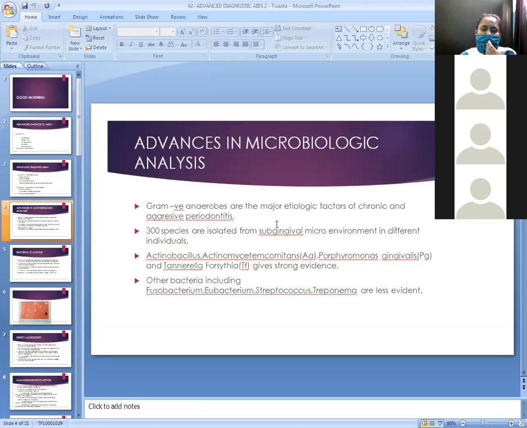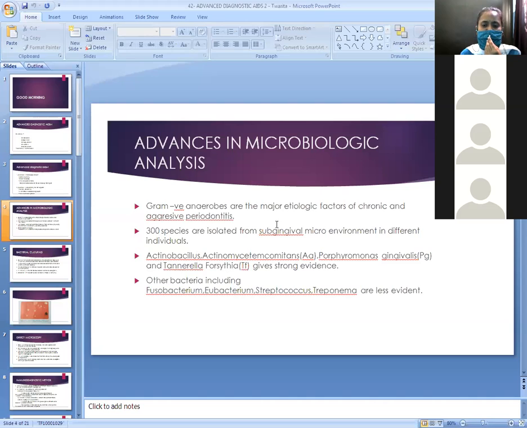Routinely, two culture media are used: blood agar and MacConkey's agar. These are the kinds of culture techniques. But the main drawback of culture is that the microorganisms should be viable. Only then will colonies form on the culture media. But most of these are anaerobic species.